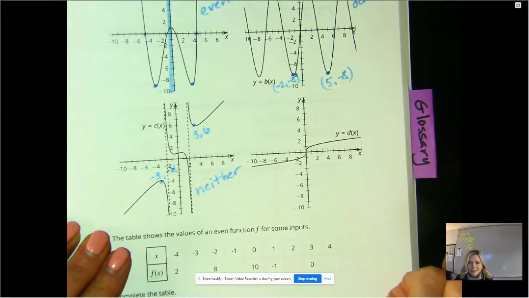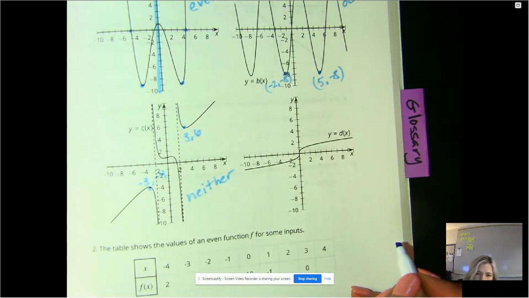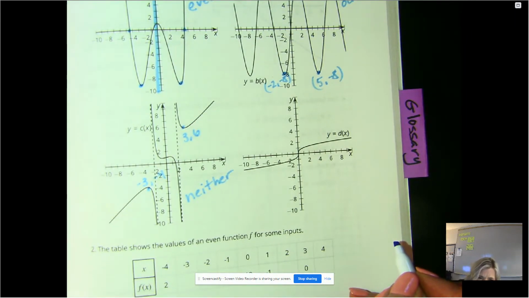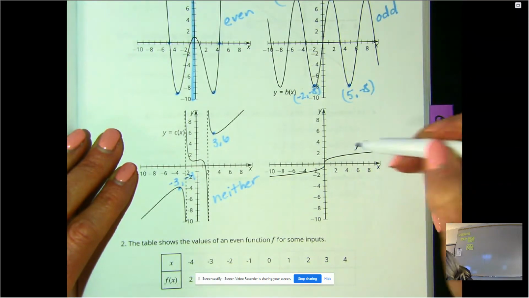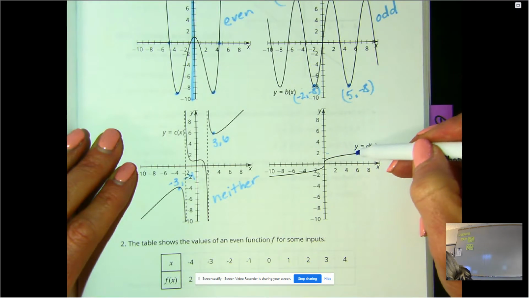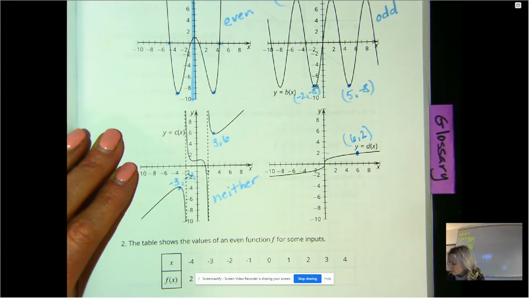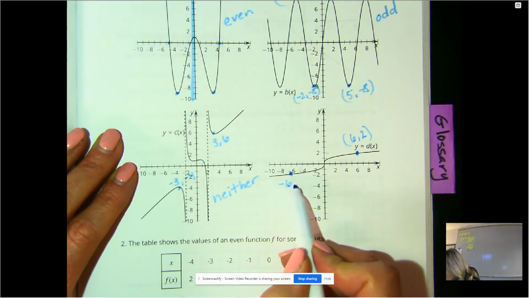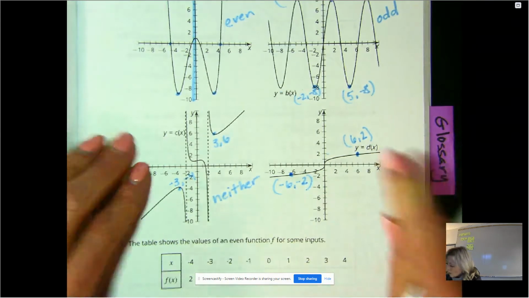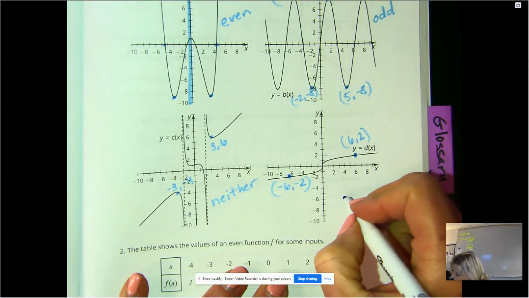All right, and then finally, the last one here. I know it's not even because it doesn't have reflection symmetry over the y-axis, but it could be odd. So let's pick a couple of points. I see this point here, maybe 6. This looks to be about (6, 2), that point I just highlighted. And then (-6, -2). So opposite inputs have opposite outputs. So this is an odd function.